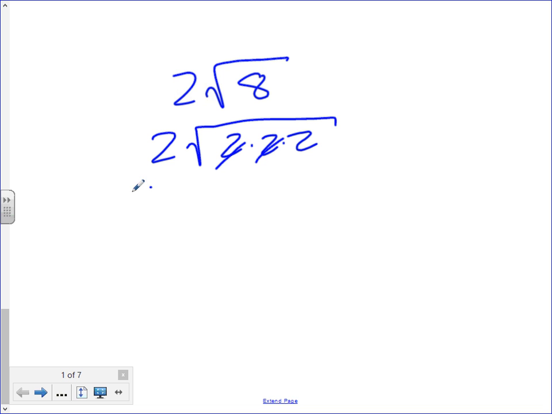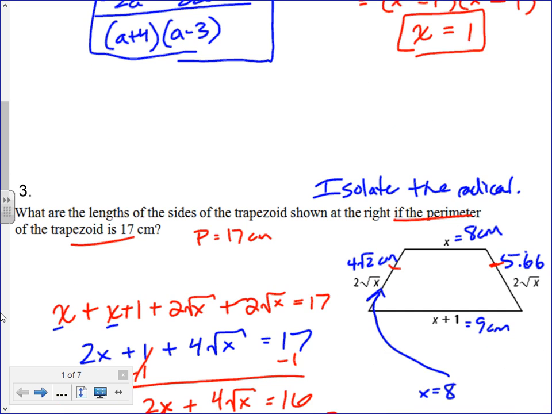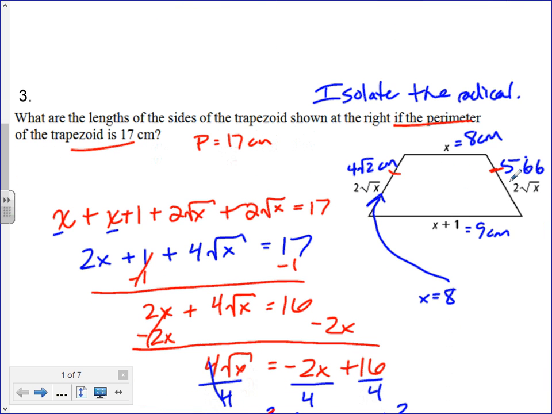If there's 2 of them, you bring it outside. So you get 2 times 2. Y'all didn't do this with Mr. Rollins? Okay, with Ms. Jones. Okay. Either way, it's fine. You can either say 4 radical 2 centimeters, or you can say 5.66. Let's just double check that that actually is 5.66. Let's make sure.